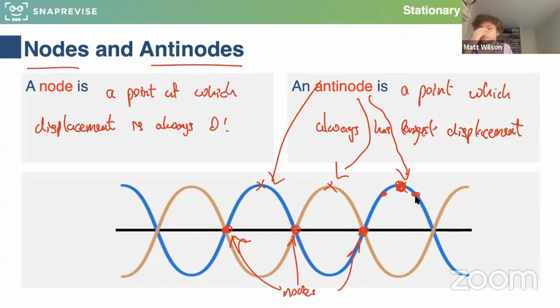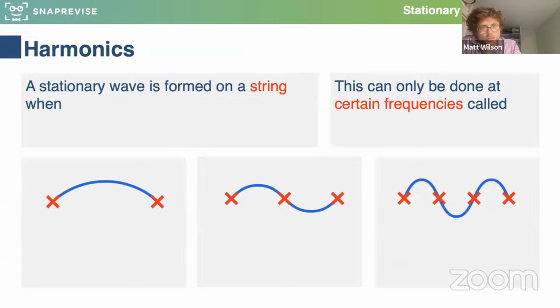here or the displacement of this point here. They're all going to move up. This might not be the top of the oscillation. They're all going to move up together and down together. But that one in the middle is always at any time going to be higher than the things to the left and the things to its right. Okay, good. So we've got nodes and antinodes down. Now let's talk about harmonics.